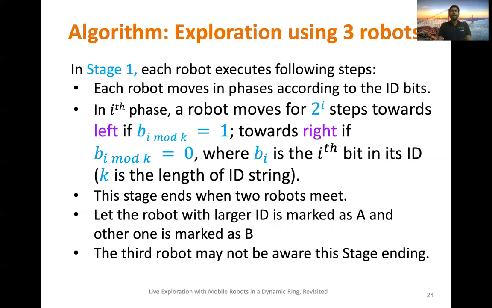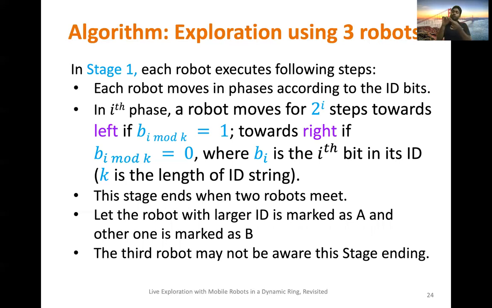And this stage ends when 2 robots meet. What is the guarantee that 2 robots will meet? Because the IDs are distinct, the bit strings are distinct. So at least 2 robots, at some point, let's say at the ith position, have different bit values, and then those 2 robots go in the opposite direction.